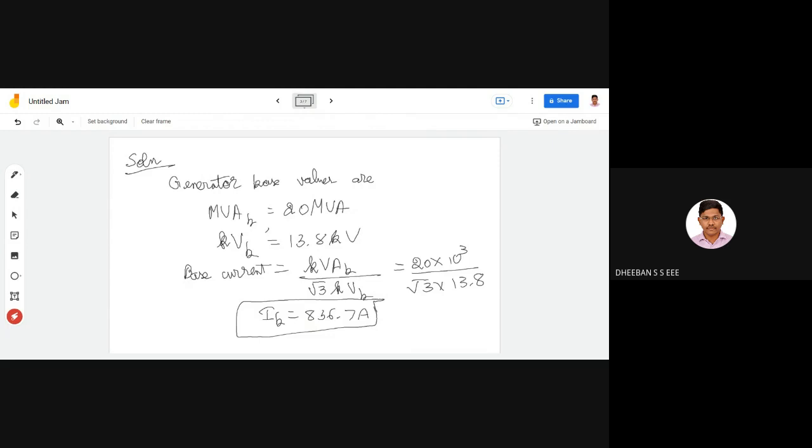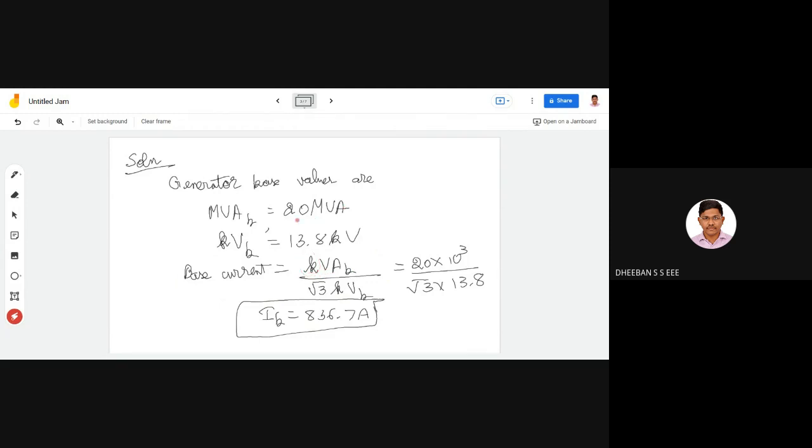We're coming to that step, and I'll be explaining it. For finding the base current, this is a formula that you already know from the first unit itself. We have seen it. We have to express your apparent power in terms of kVA.